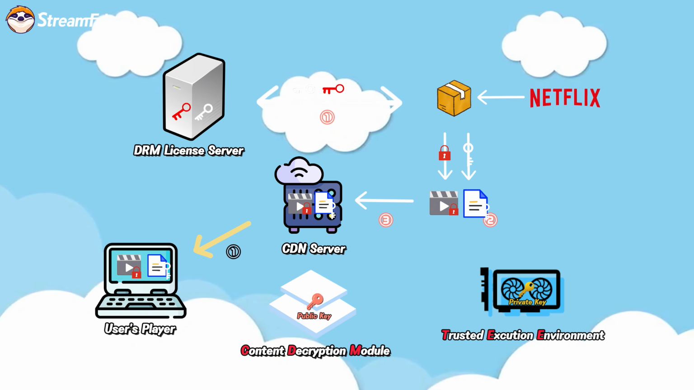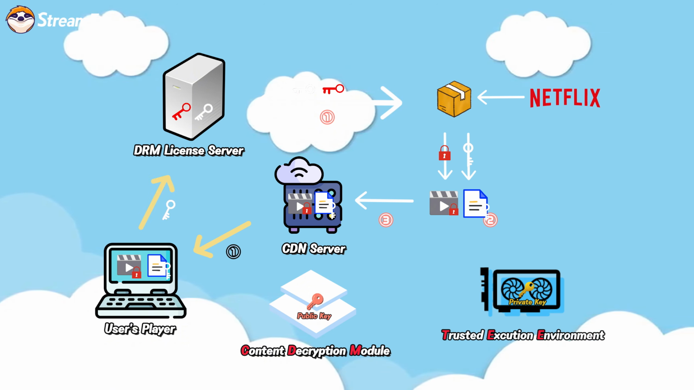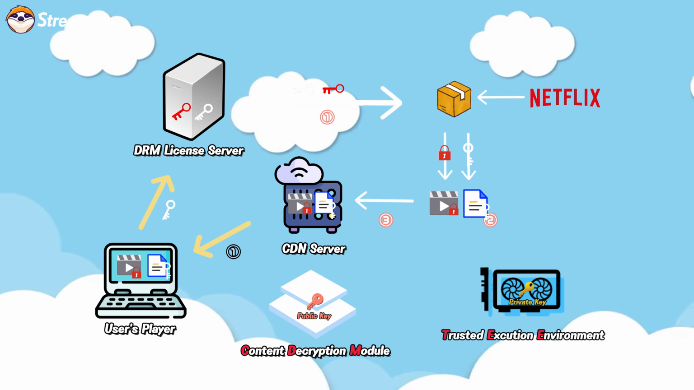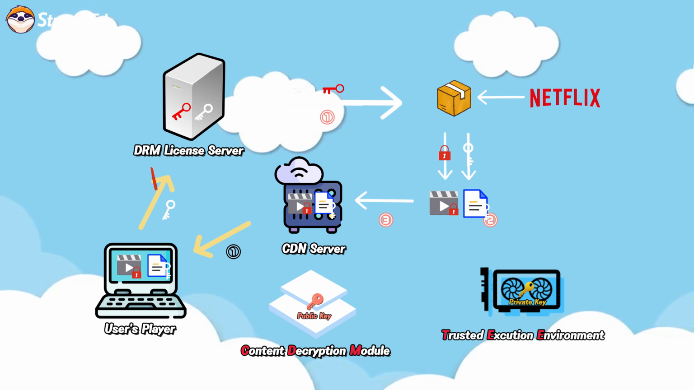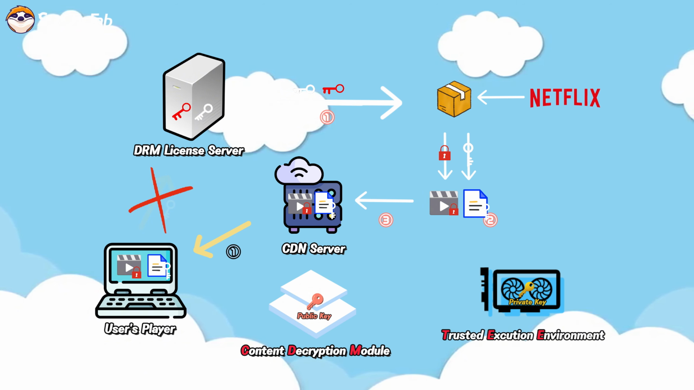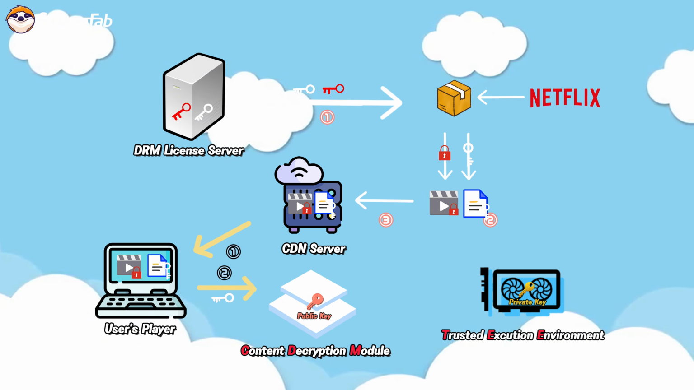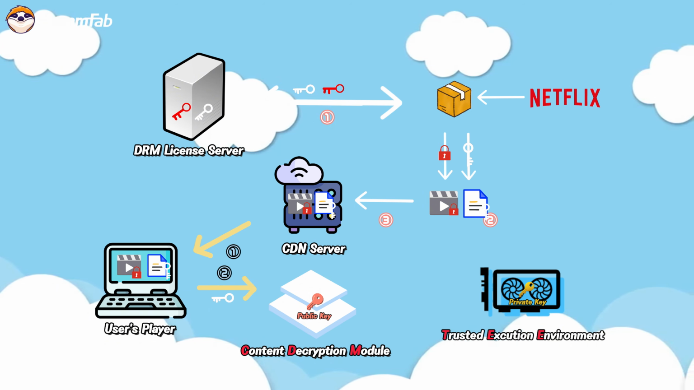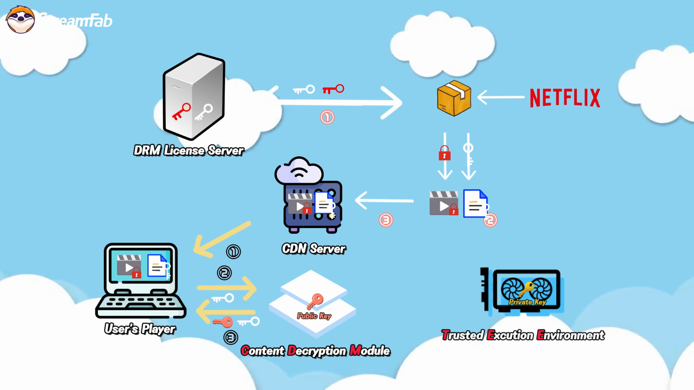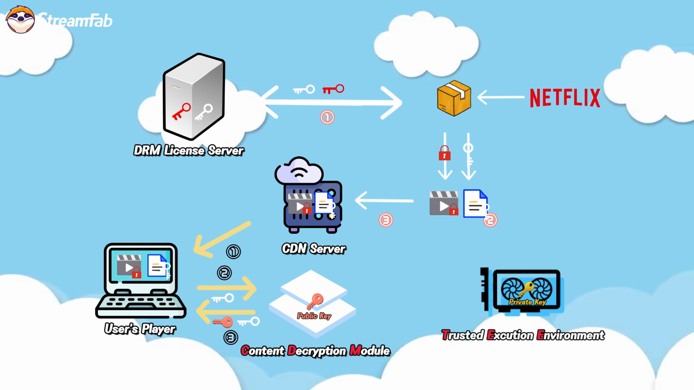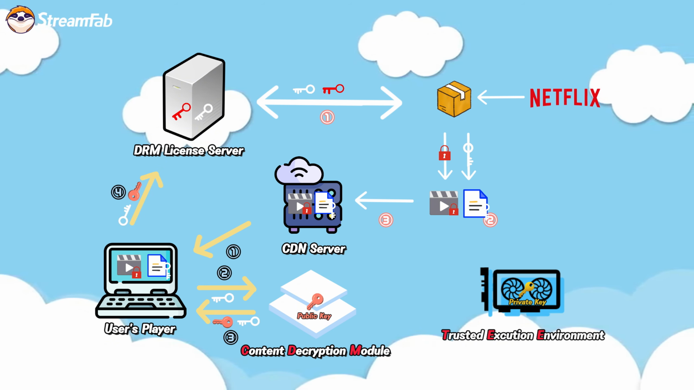Previously, the EME only needed to send the key ID to the server to exchange for the decryption key, but this is no longer the case. Now, the EME first needs to send the key ID to the CDM. The CDM will generate and return a challenge containing the public key.